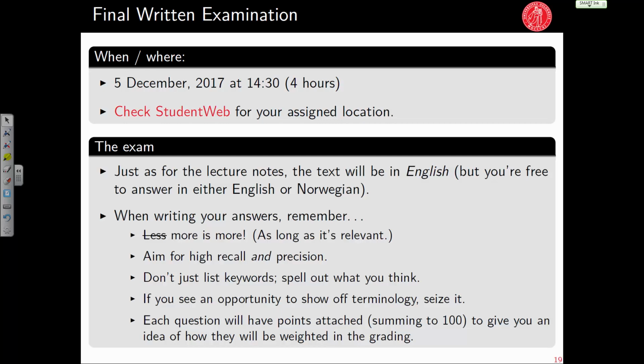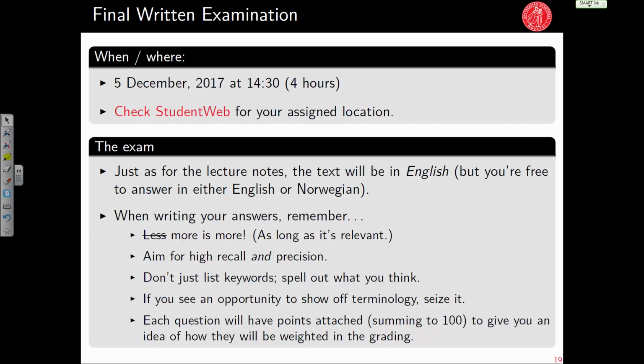So in the exam itself, the questions will be in English, but you are free to answer in English or Norwegian. When it comes to answering the questions, the idea here is that you're expected to write everything that's relevant. So more relevant is more. That is what we mean by more is more. And less irrelevant is also more.